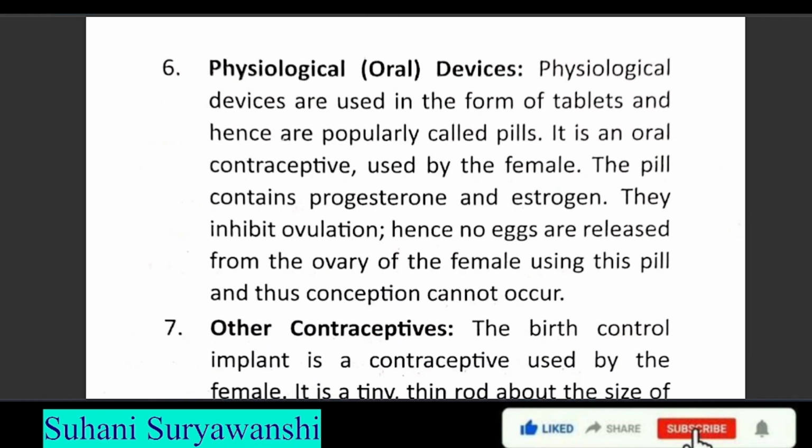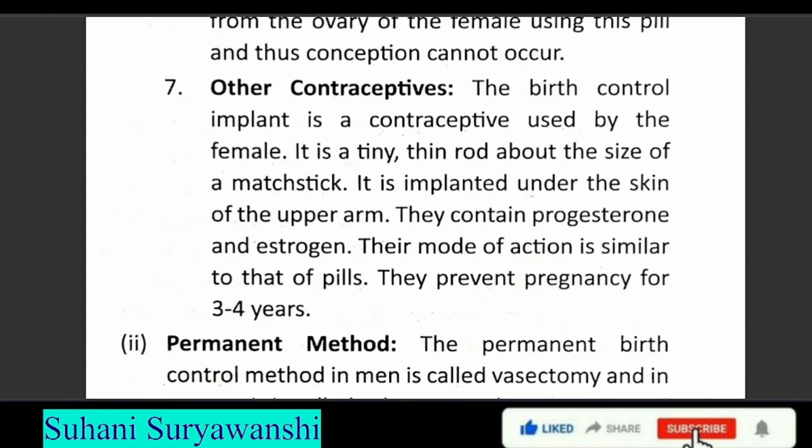Physiological or oral devices. Physiological devices are used in the form of tablets and hence are popularly called pills. It is an oral contraceptive used by the female. The pill contains progesterone and estrogen. They inhibit ovulation and hence no eggs are released from the ovary of the female using these pills, and thus conception cannot occur.